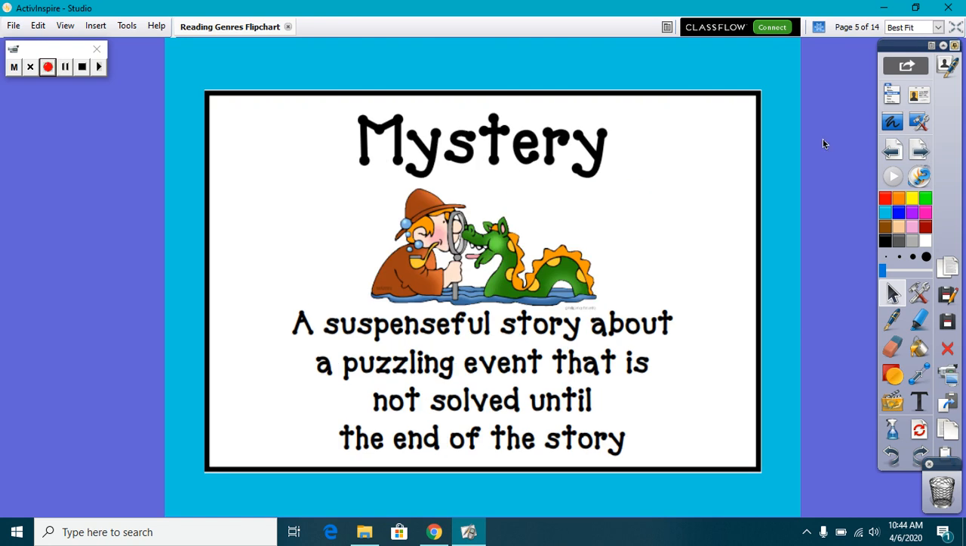The next fiction genre is mystery. A mystery is a suspenseful story about a puzzling event that is not solved until the end of the story. So in a mystery, a lot of times there's a character that's called a detective, and they are trying to solve a problem or a crime sometimes. So something might go missing, or something mysterious happens, and the whole time during the story they're trying to figure it out. And then at the very end, the detective usually figures out and solves the mystery.